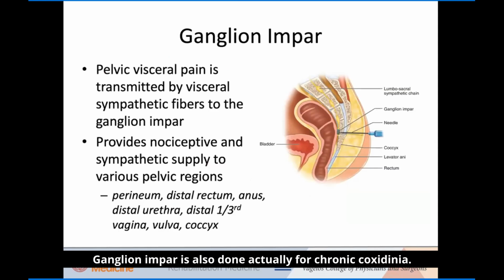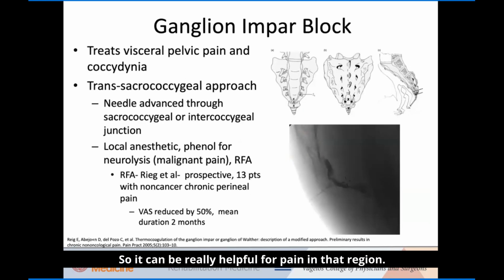Ganglion impar is also done actually for chronic coccydynia, but this is basically a block to the sympathetic fibers of the ganglion impar that live here right in front of that sacrococcygeal junction. And that block will block pain to the perineum, the distal rectum, the anus, the urethra, the vulva, and the coccyx potentially. So it can be really helpful for pain in that region. This is generally done under fluoro guidance, and you can see that needle going through that sacrococcygeal junction, going right anterior to that. And that's the contrast that outlined that.